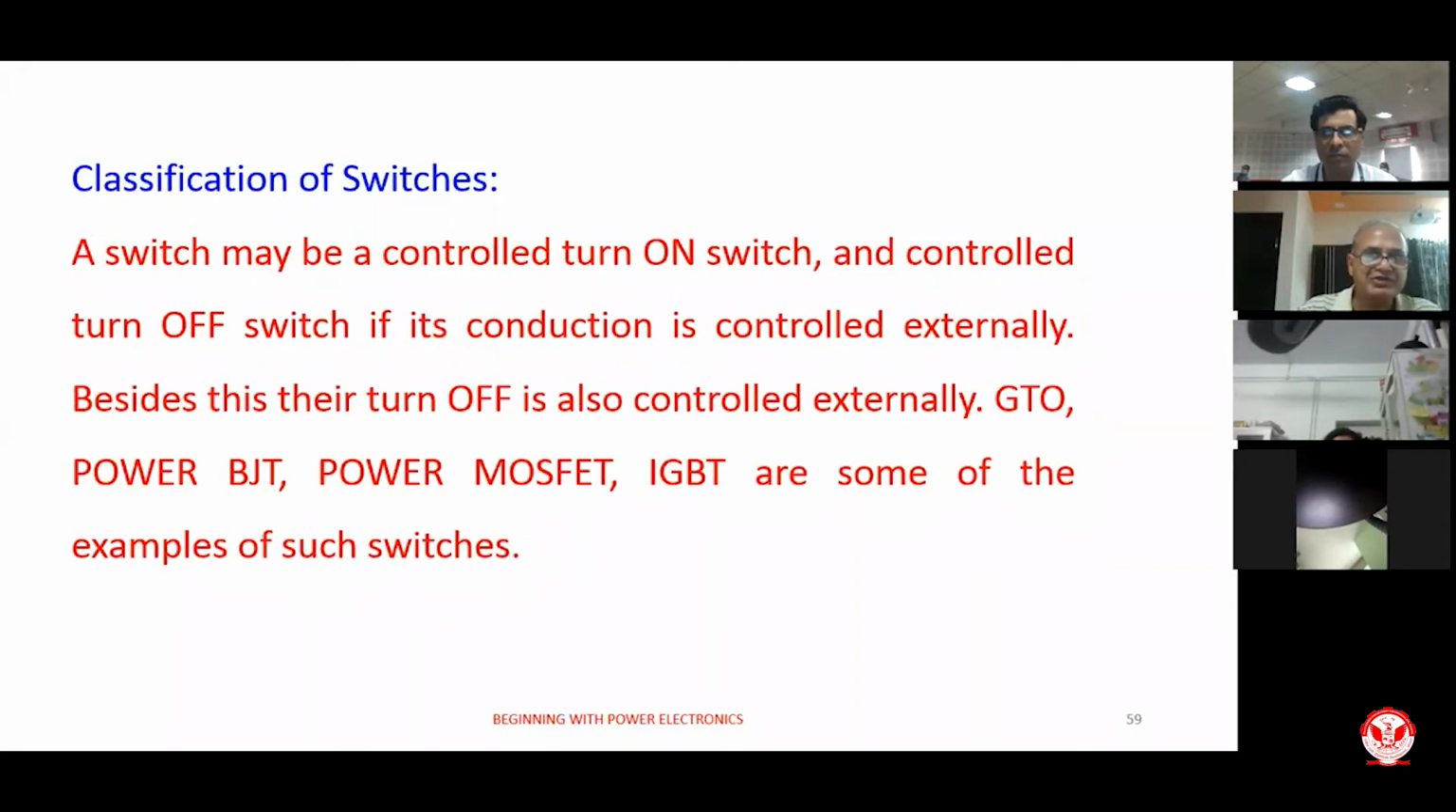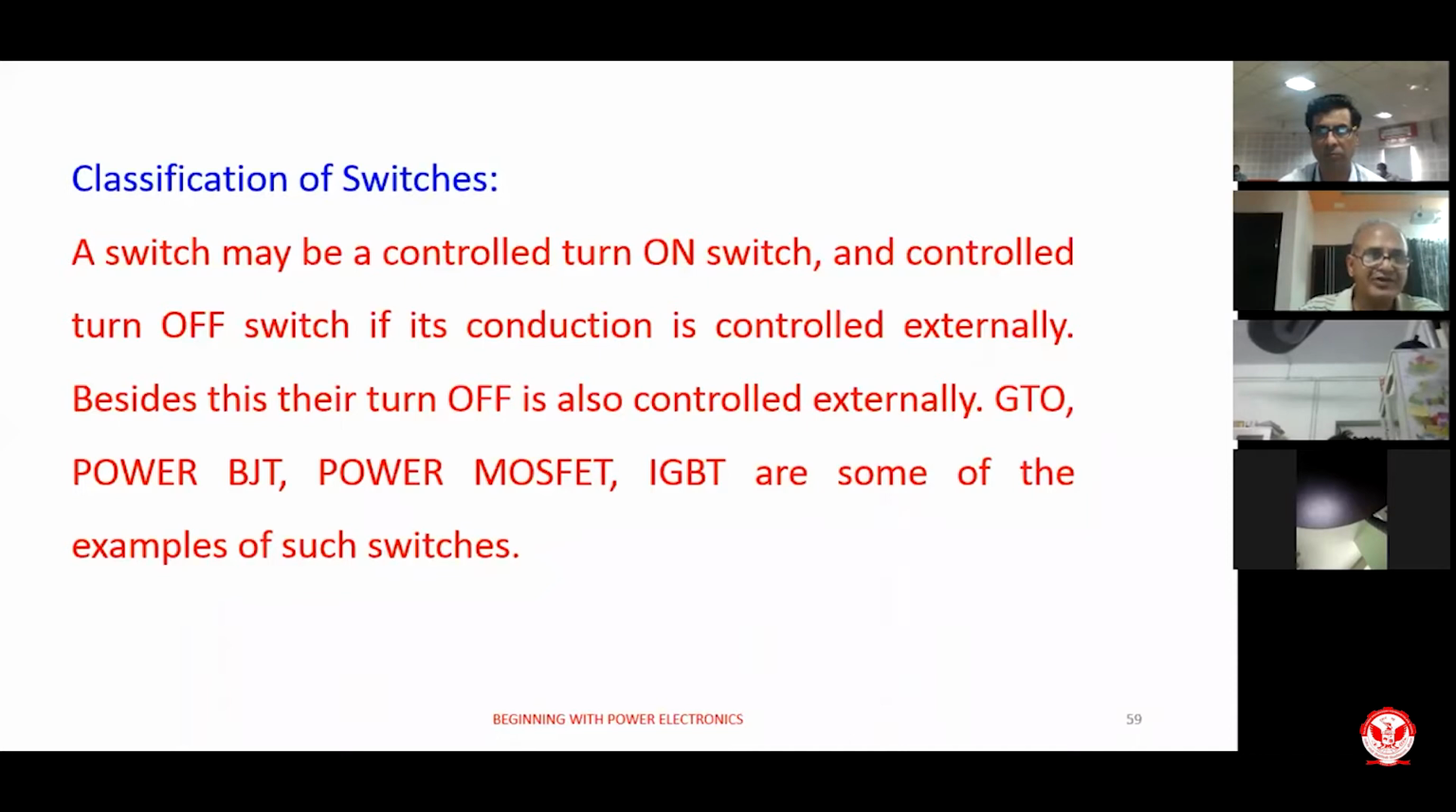You may have a switch where turn-on and turn-off, both events, are under our control. So we can turn on a switch by external means, and we can also turn it off by external means. Whereas in the case of SCRs, once the device is turned on, external efforts cannot control its turn-off process. So in the second case both turn-on and turn-off are under my control, and in the previous case only turn-on was under my control. Power BJT, power MOSFET, IGBT are examples of switches where turn-on and turn-off are under our control.